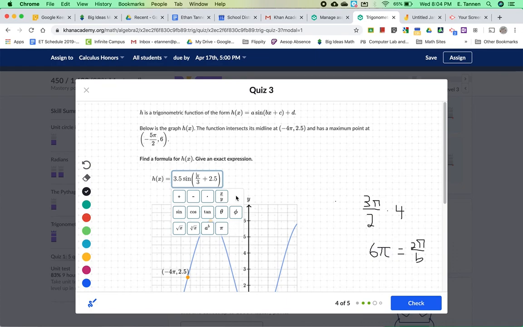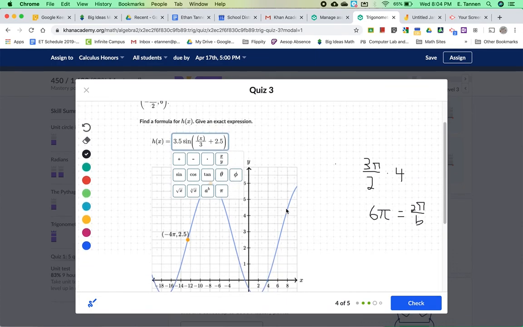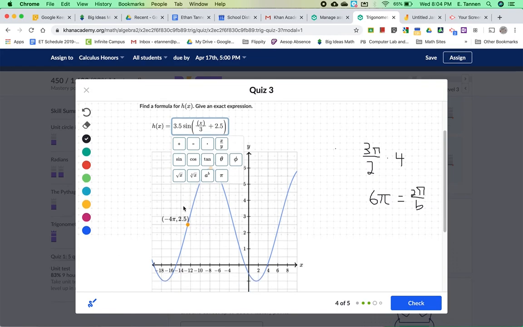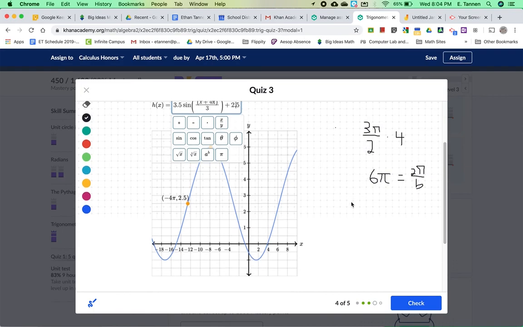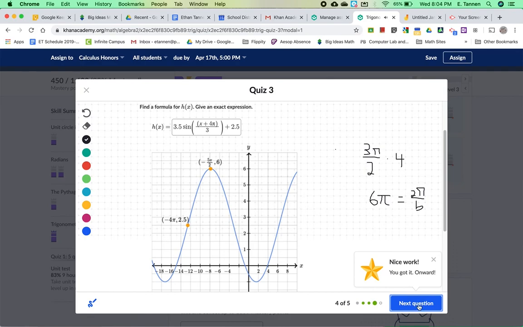But the thing that's a little bit different is it's also been shifted. Interesting. And it looks like it's been shifted to the left 4 pi. So I have to do x plus 4 pi there inside the parentheses. This 2.5 should not be, and then let's see if it gives it to us. We did it. Tricky one there.